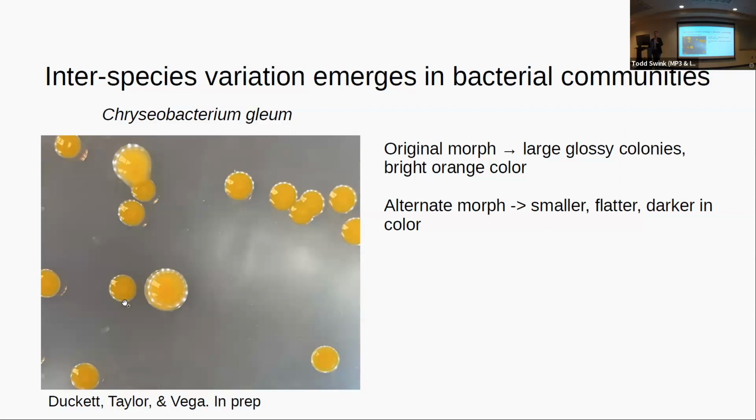The alternate morph right here, a lot flatter, colonies a lot lower. We can see the rings more clearly. It's still glossy, but it's much smaller, it's much flatter, the color is much darker, suggesting that there's some sort of differences in maybe gas production. There's something that's changing the properties of the colony.